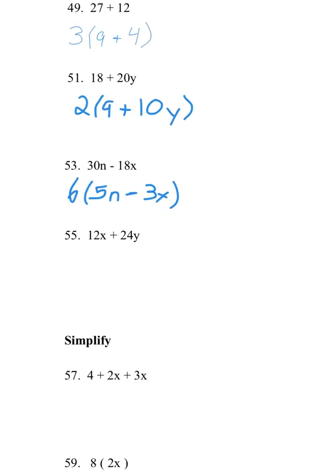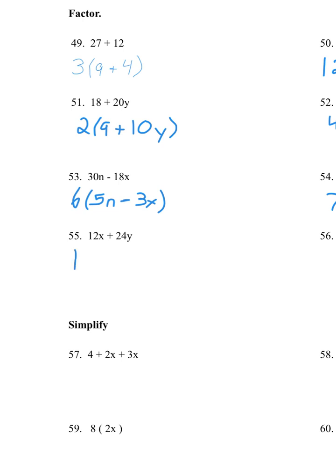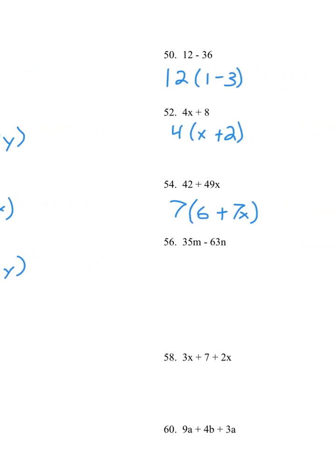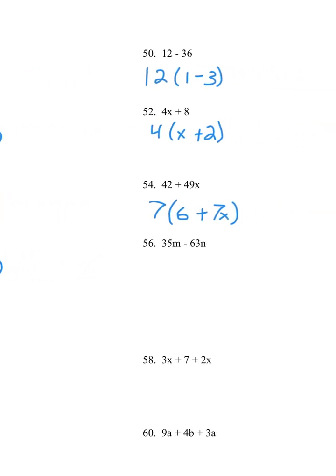Number 55, we can pull out a 12 from both sides, or from both 24 and 12, and that will give us 1x left and 2y left. Number 56, we can pull out a 7 from both, and that will be left with a 5m minus 9n.